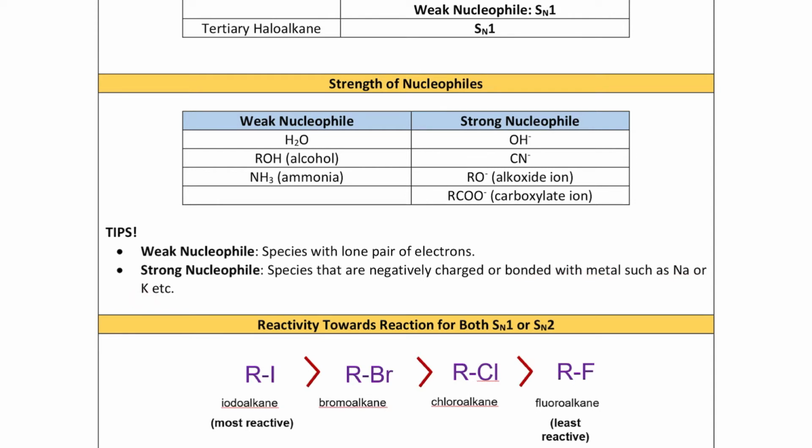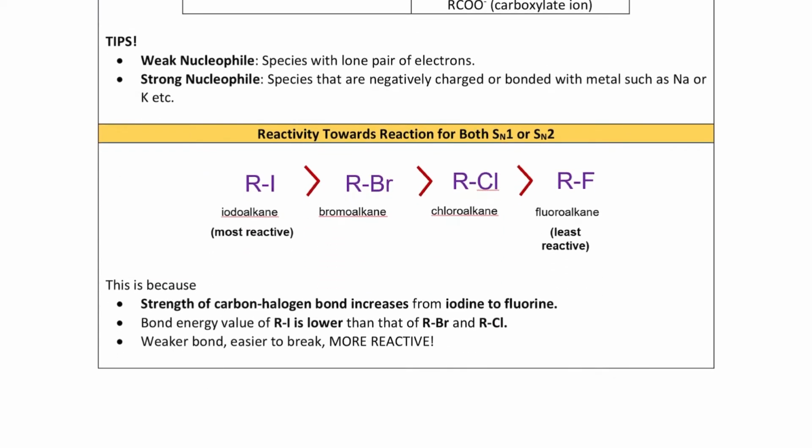Okay, so how to recognize strong nucleophile? Tengoklah kalau dia bagi OH minus ada charge tu, memang confirm itu adalah strong nucleophile. Tapi macam saya ada cakap before this, dia tak bagi OH minus, kadang-kadang dia bagi NaOH. Okay, so macam saya cakap lah, kalau dia bonded with metal, so dia adalah strong nucleophile. Okay, alright. So next kita tengok reactivity towards reaction for both SN1 and SN2. Okay, so this is group 17 lah kan, haloalkane group 17, fluorine, chlorine, bromine, iodine.